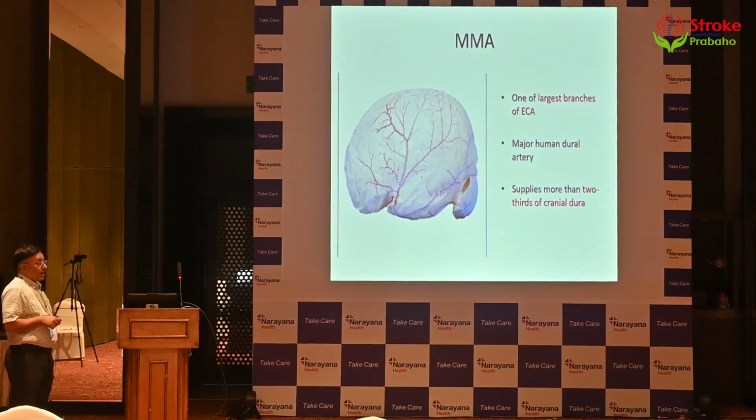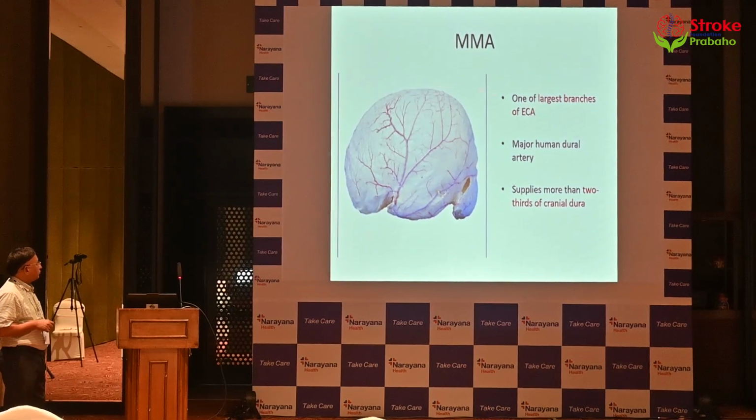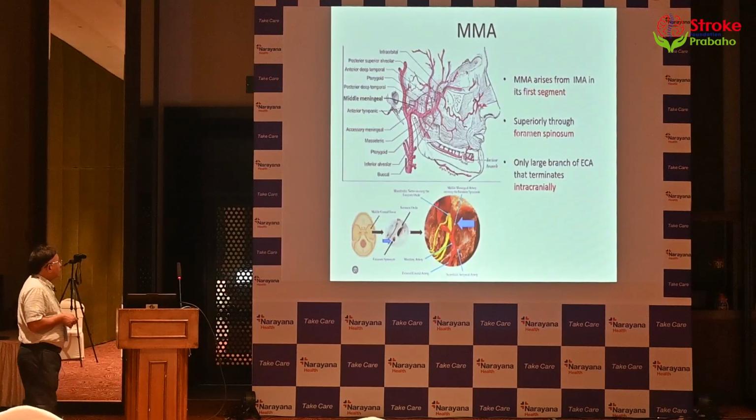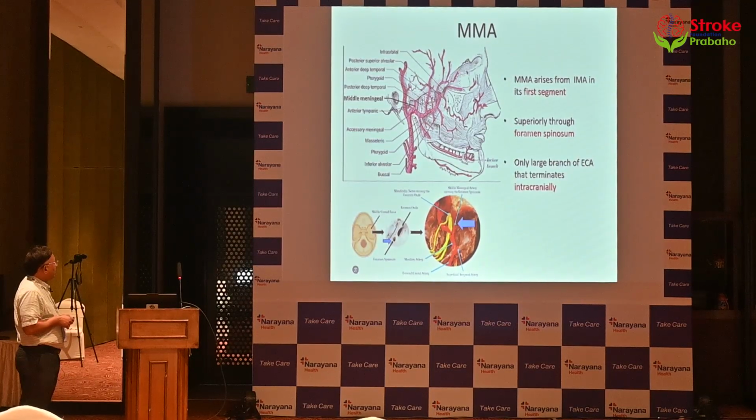The middle meningeal artery is one of the largest branches of the external carotid artery, and is a major dural artery. So most of the dura is supplied by the middle meningeal artery, which supplies two-thirds of the cranial dura. From the first segment of the internal maxillary artery, the middle meningeal artery arises, and it passes through the foramen spinosum and becomes intracranial.